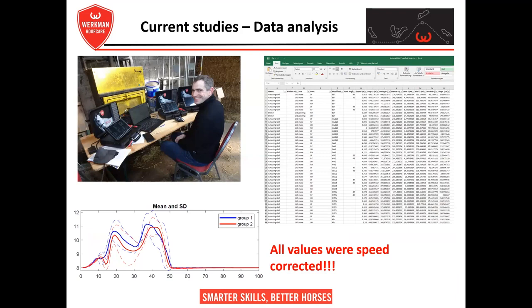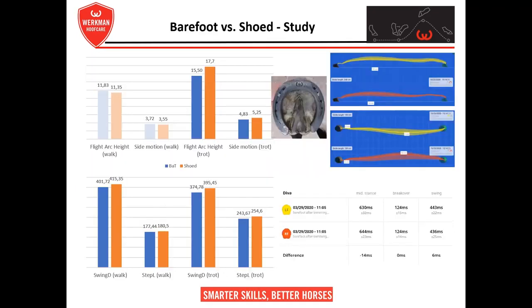We know from the last webinar that swing phase duration is not really a parameter which is speed dependent. So we saw already in the last webinar that between walk and trot, the values of the swing duration do not change. Nevertheless, because we corrected all data for speed, the data and comparison I show you are speed corrected. And this is also included in the black system already.